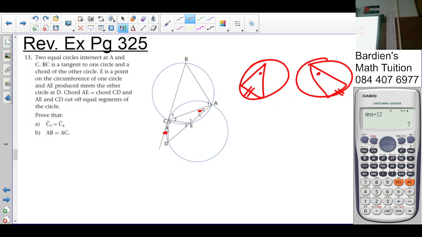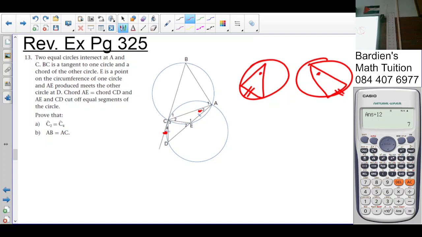Yeah, equal chords, equal circles, certain equal angles. Nice, well done. I forgot about the correct wording, so I would have lost one mark, you see? And AE and CD cut off equal segments of the circle.